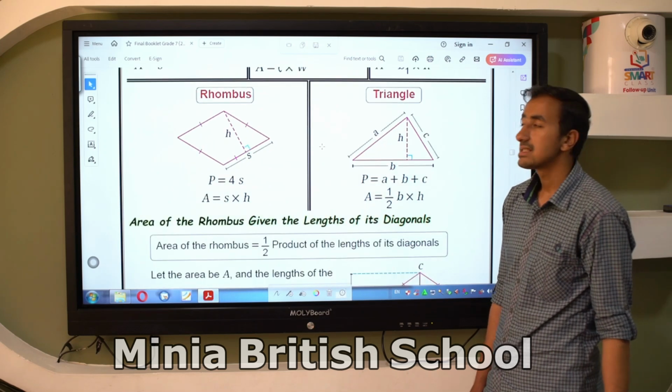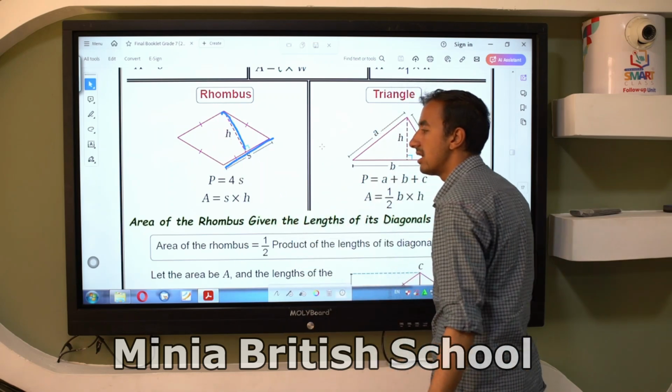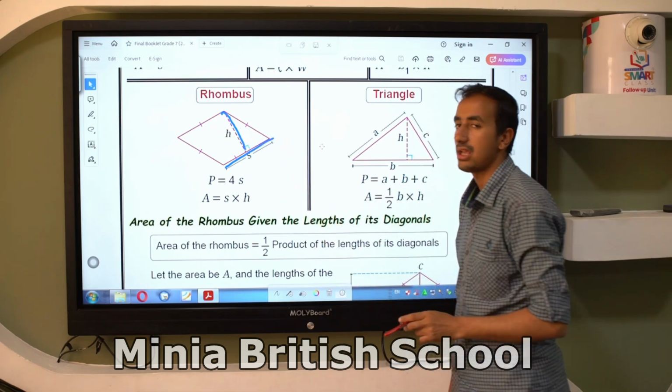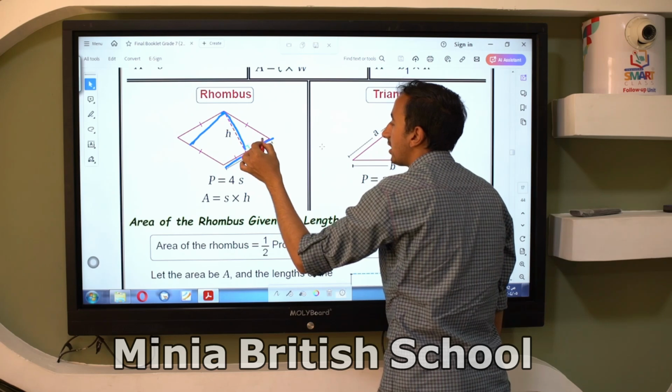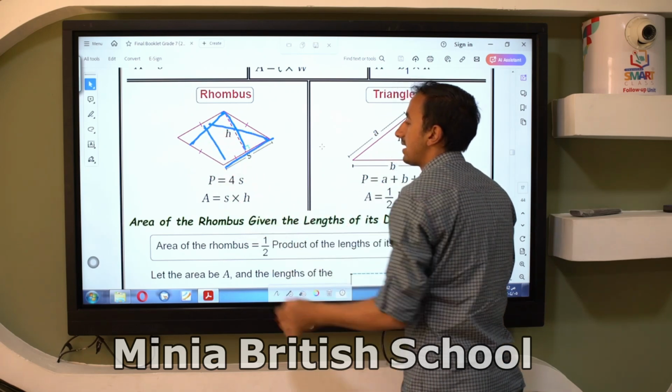What about the area of a rhombus? Area of the rhombus, side length times height. Side length times height. Okay? Because here all side lengths are equal. Here the height equals this height, equals this height, equals this height. Okay? Yes.